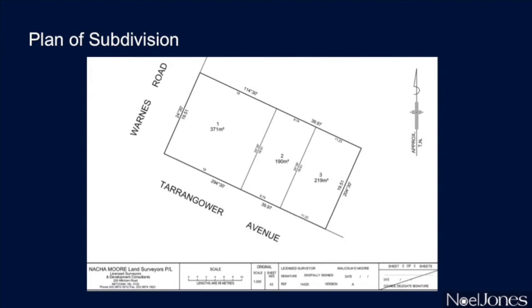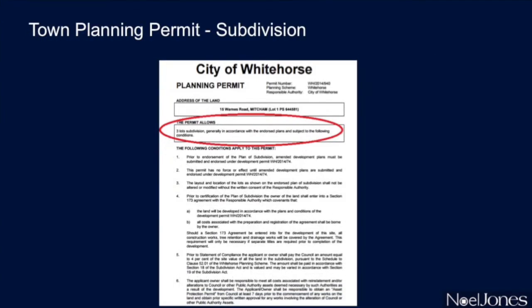A plan of how the subdivision will look is created by the land surveyor, and this is often referred to as a preliminary plan of subdivision. Here we can see a typical plan that shows the creation of a 3-lot subdivision. Once a preliminary plan is created, the land surveyor will make application to council requesting a planning permit be issued for the subdivision. In this slide you will note an example of a planning permit for the subdivision.